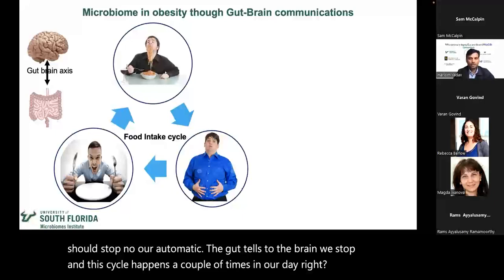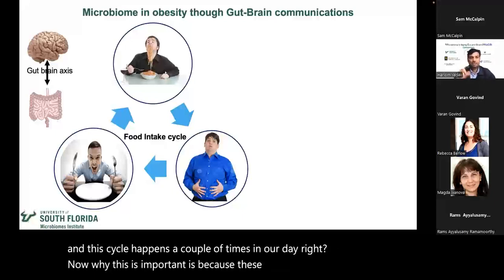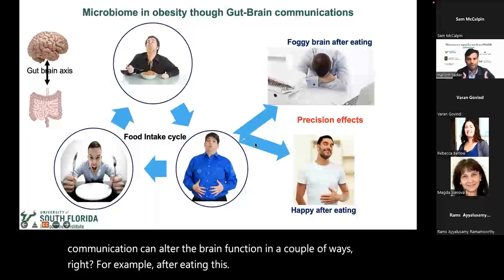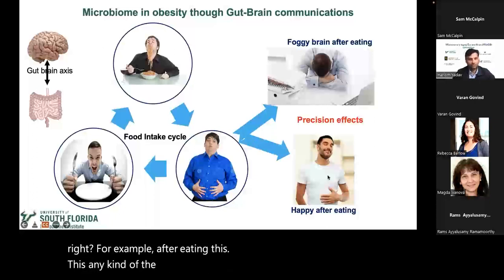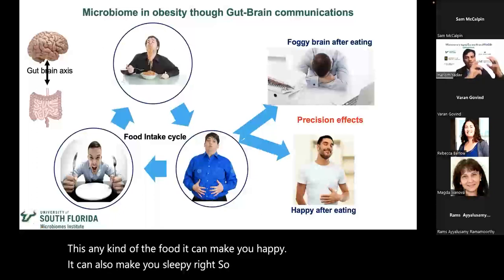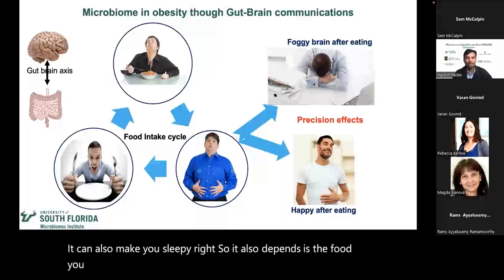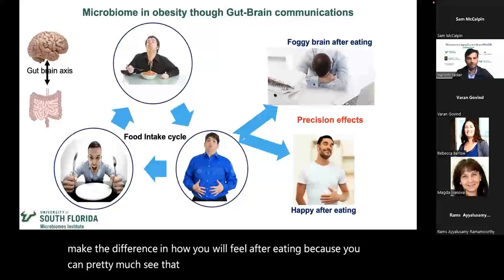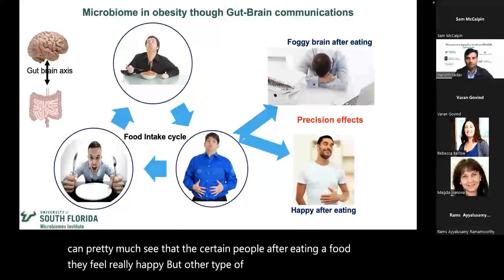Now, why this is important is that this gut-brain communication can alter brain function in a couple of ways, right? For example, after eating some kind of food, it can make you happy, but it can also make you sleepy, right? So it also depends on the food you eat and how that reacts with your microbiome, and that can make the difference in how you feel after eating. You can pretty much see that certain people after eating a food feel really happy, but other people actually feel miserable about those foods, right?